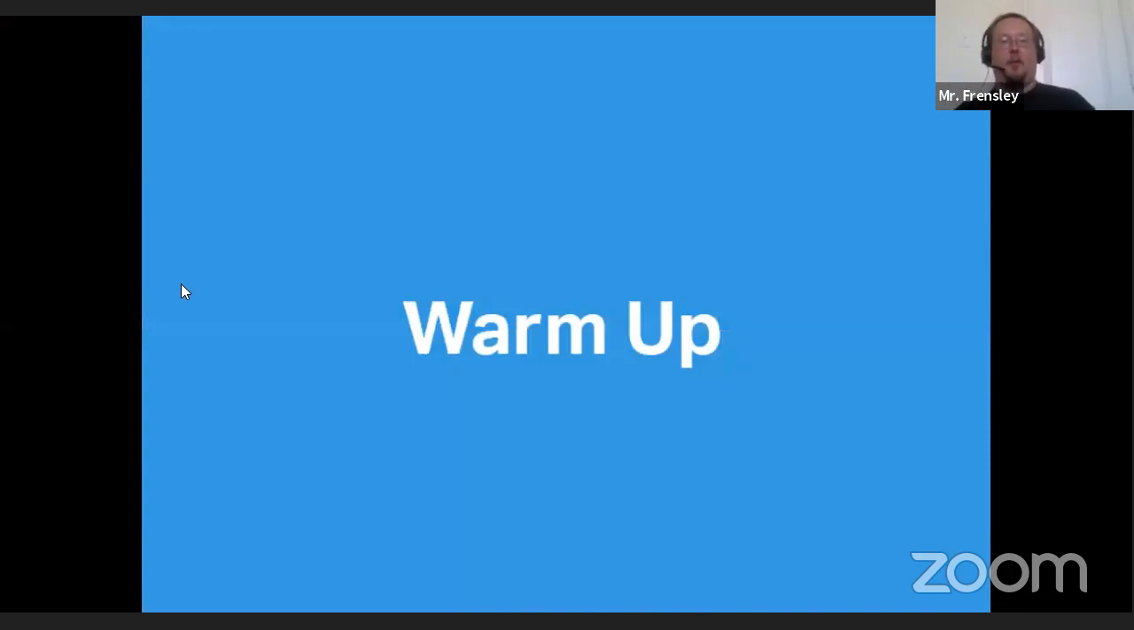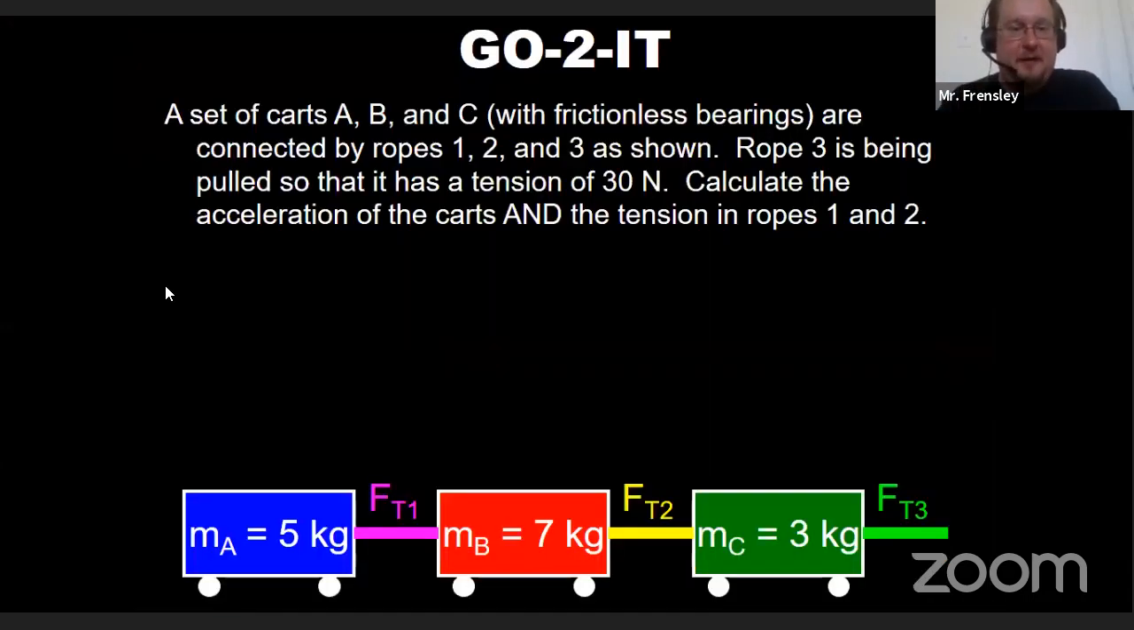So let's go to a warm-up. This is going to be a really basic situation where you have three objects. In this case, you have three carts, A, B, and C. A has a mass of 5 kilograms in the back. B has a mass of 7 kilograms in the middle. C has 3 kilograms in the front, and C is being pulled to the right by a 30 Newton tension.